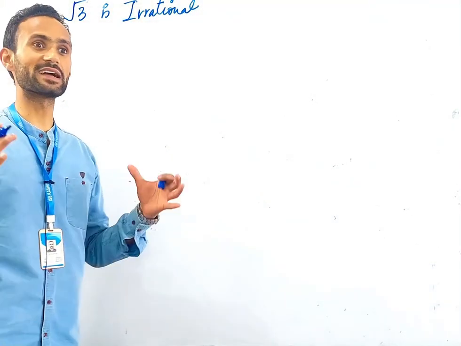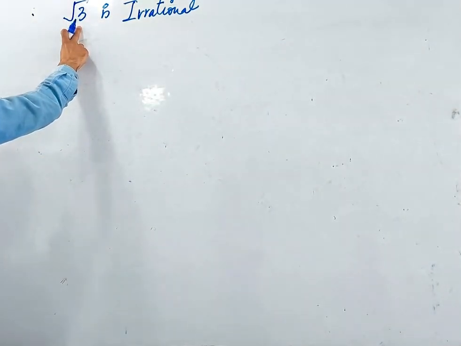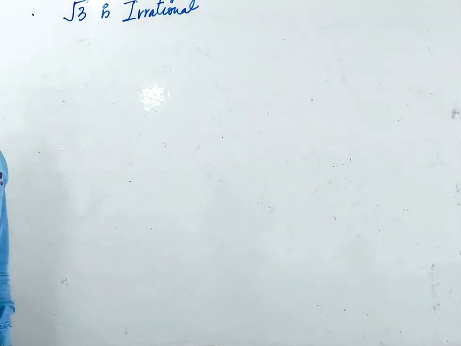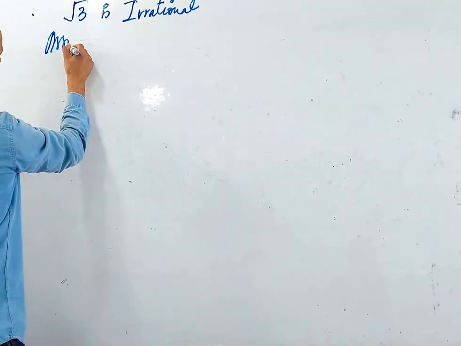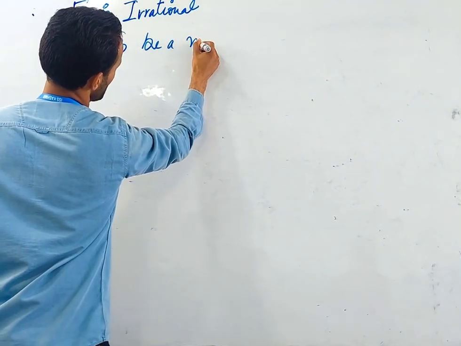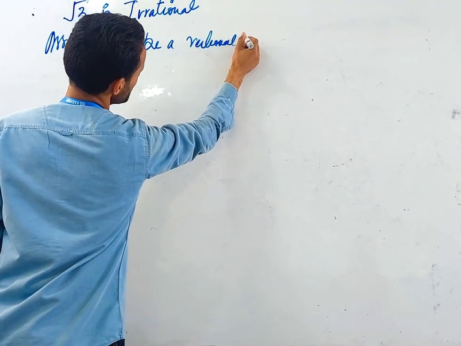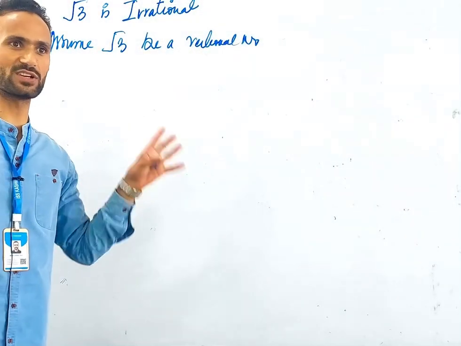We will prove it by contradiction method. We will assume that at first, let root 3 be a rational number. Assume root 3 be a rational number. We have assumed that root 3 is a rational number.